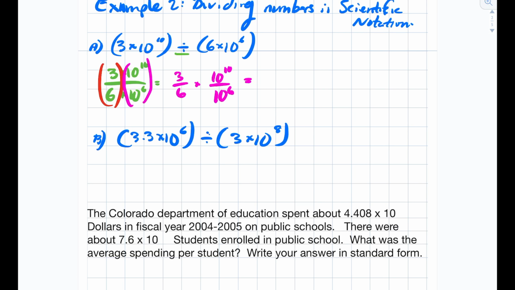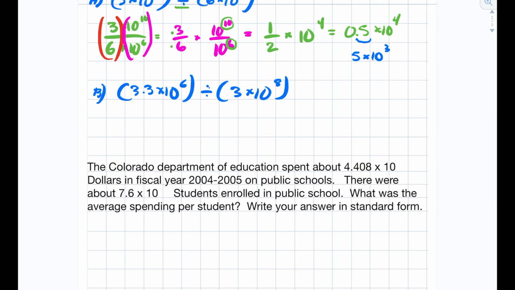is equal to 3 over 6. The top number could be divided by 3, which is 1, and the bottom number could be divided by 3, which is 2, times 10 to the power, and these exponents right here, it's going to be 10 take away 6, which is 4, which is equal to 0.5 times 10 to the 4th power. And we need to move this decimal over one place to put it in scientific notation. So it's going to be 5 times 10 to the 3rd. It decreases by 1.